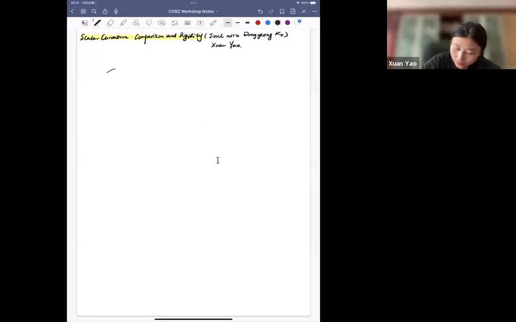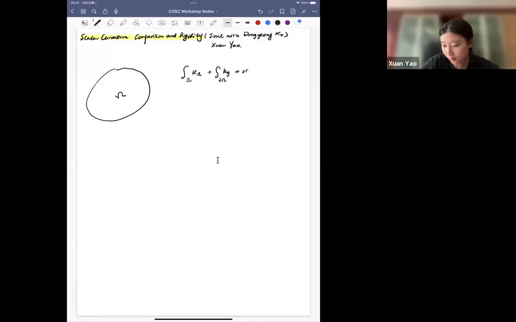So let's begin by recalling the Gauss-Bonnet formula for compact surfaces. Given a two-dimensional compact surface omega, the integral of the Gauss curvature on omega and the boundary's geodesic curvature is equal to 2 pi times the Euler characteristic of omega. Actually, this is the smooth version.